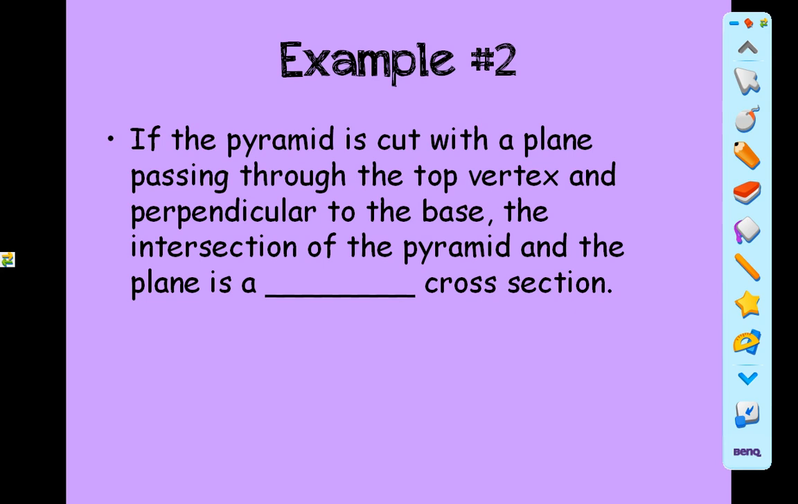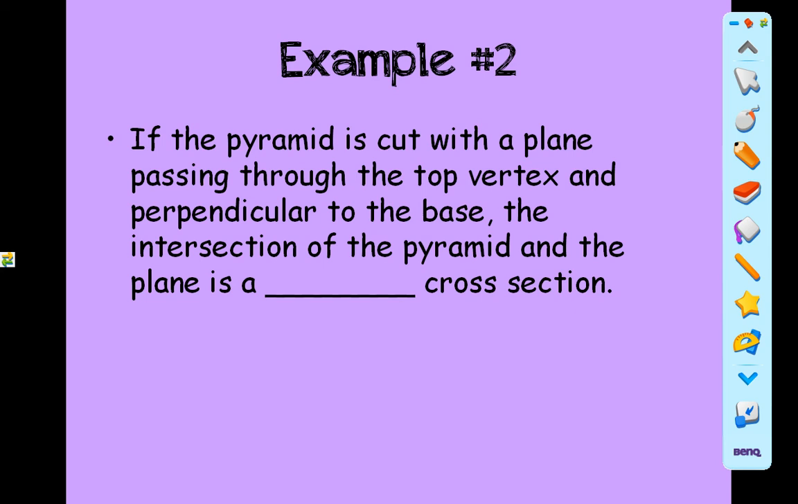Example 2. If the pyramid is cut with a plane passing through the top vertex and perpendicular to the base, so you're going up and down, the intersection of the pyramid and the plane is a blank cross-section. So let's think of a pyramid.